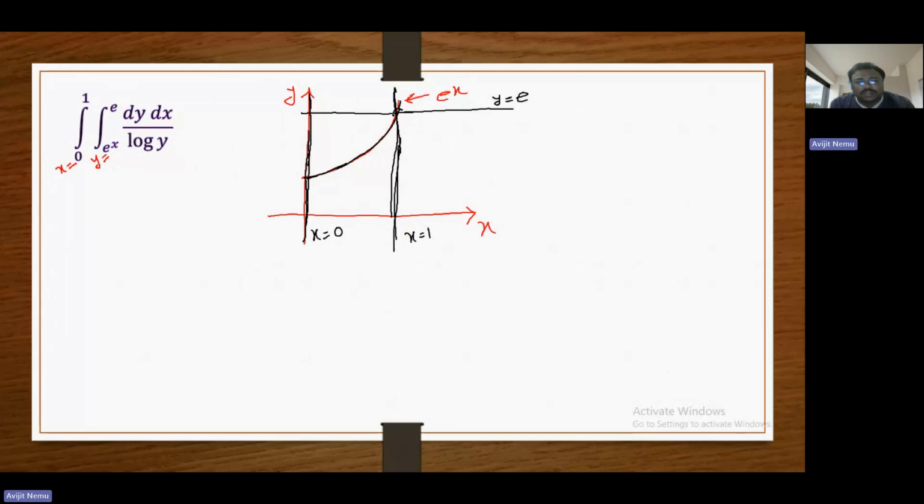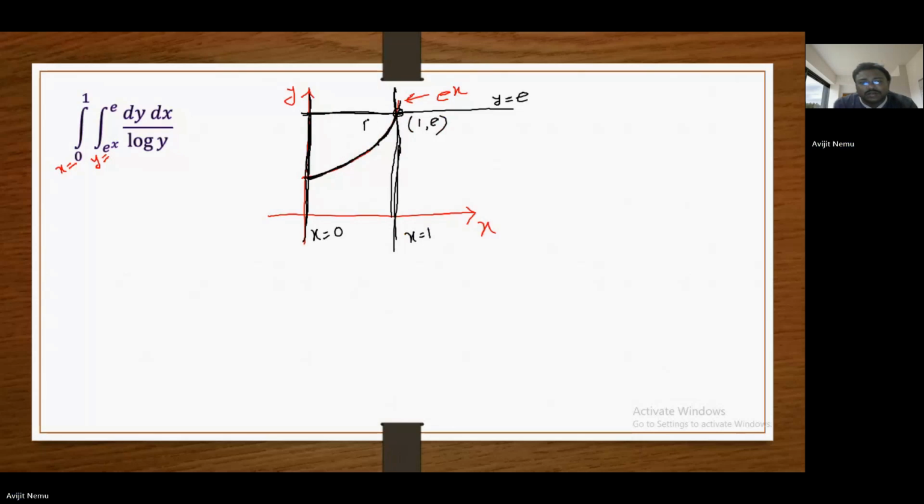So what about this intersection point? If I consider x equal to 1 in e to the power x, this gives e, and here y equals e. That is why this intersection point is 1 comma e. Now, what about the region? We have the region bounded by this portion of e to the power x, the y-axis, and this line y equal to e. So this one is the region R.